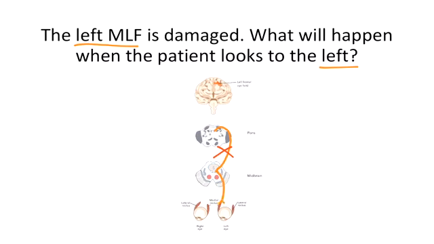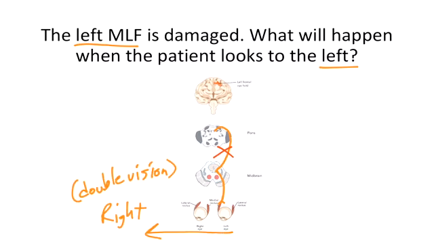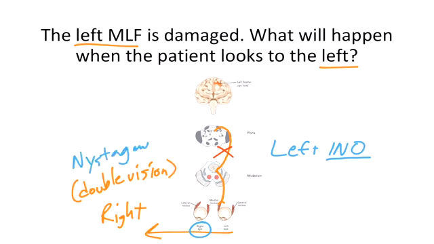So as we mentioned in the previous slide, when the patient looks to the right, they will get double vision. This means that this patient has a left INO, or left internuclear ophthalmoplegia. Also, the right eye will be overstimulated in an attempt to correct this left INO. So the right eye will demonstrate nystagmus, or repetitive uncontrolled movements.